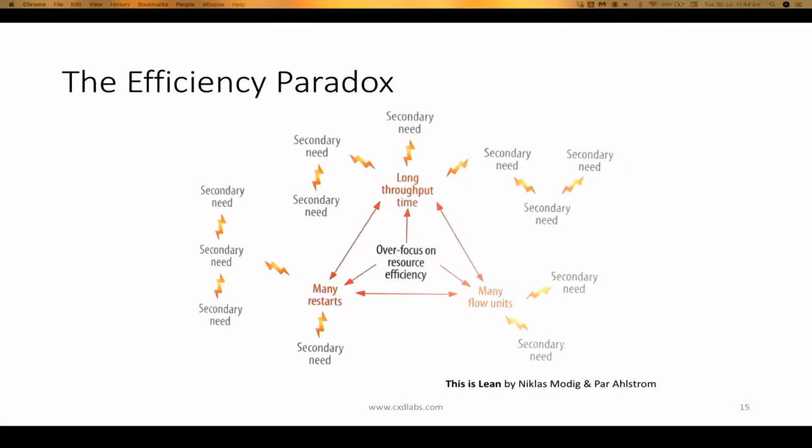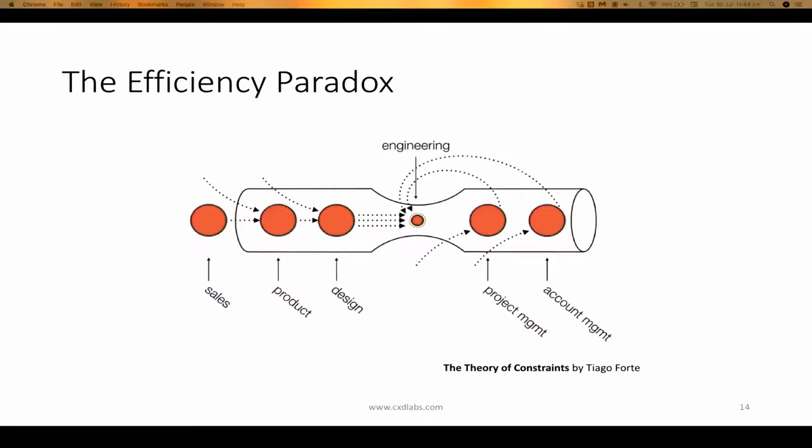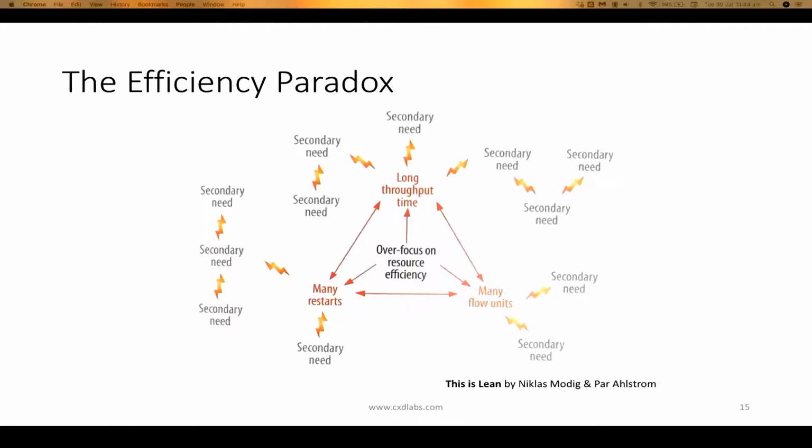So what's actually happening in that bottleneck? So in this diagram, you'll see this diagram illustrates that when we focus on resource efficiency, we start creating a range of secondary needs, as you can see by those little lightning bolts.